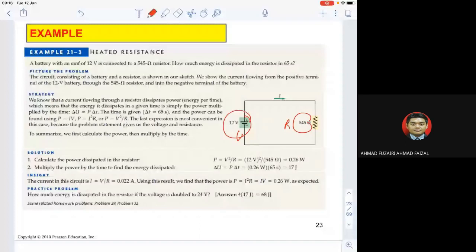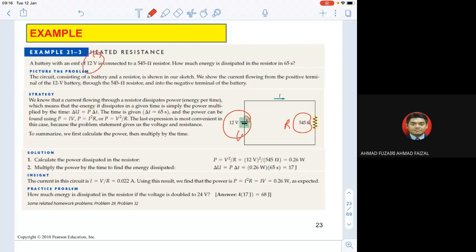The circuit consisting of a battery and a resistor is shown in our sketch: 12 volts and 545 ohms. We show the current flowing from the positive terminal of the 12 volt battery through the 545 ohm resistor into the negative terminal of the battery. The question is: how much energy is dissipated in the resistor in 65 seconds?